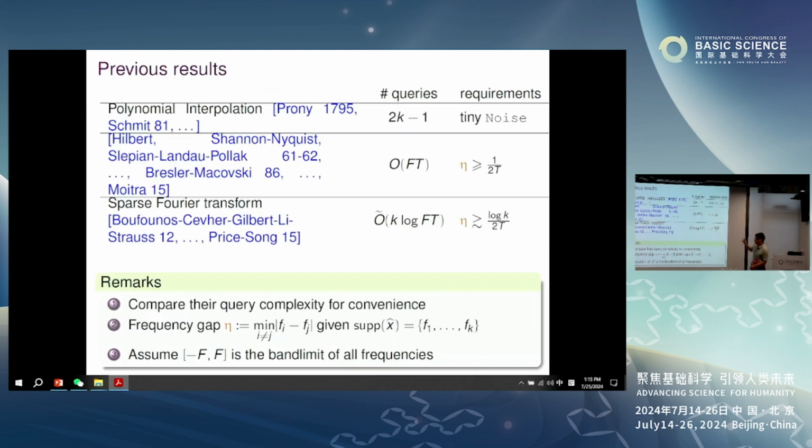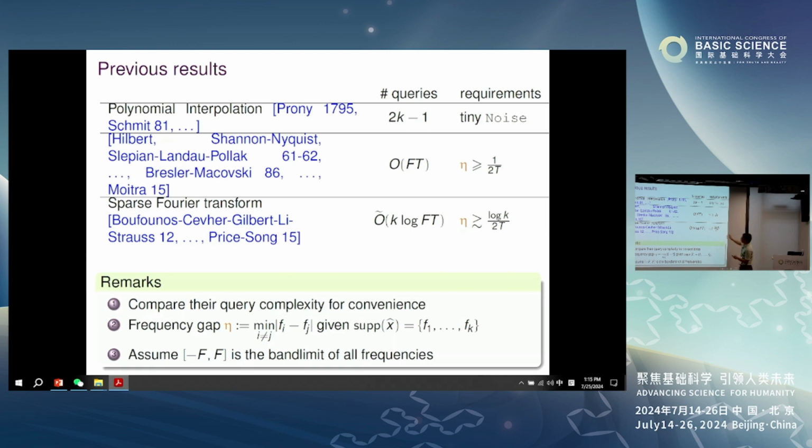So let's review some previous results. Of course, we are not the first to study this problem. This problem has a very long history, even before we invented computer science. The French mathematician Prony first studied this problem in 1785. He invented a method based on polynomial interpolation. The great news is that it only takes 2k minus 1 queries on the input signal. But unfortunately, this method is very sensitive to noise, so it has an extra requirement that the noise added to x should be very, very small.